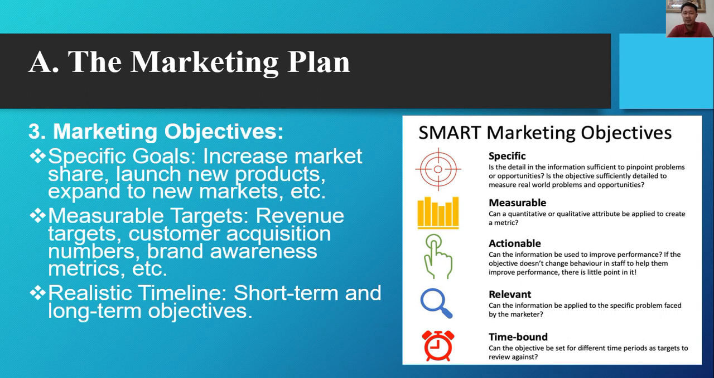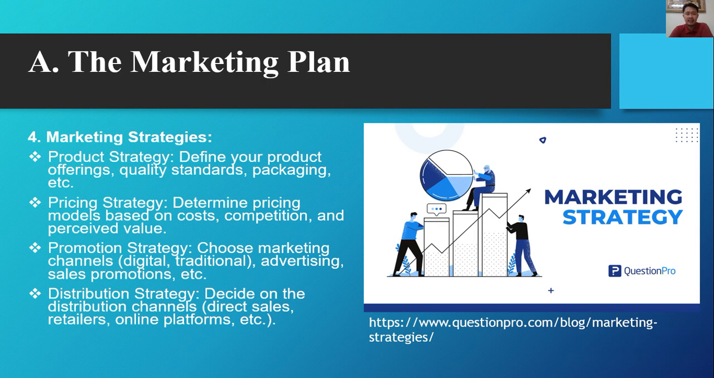And it should also have a realistic timeline or time bound. So you have short term and long term. So can the objectives be set in different time periods, a target to review against? So these are your marketing objectives. Okay. Next is your marketing strategies.